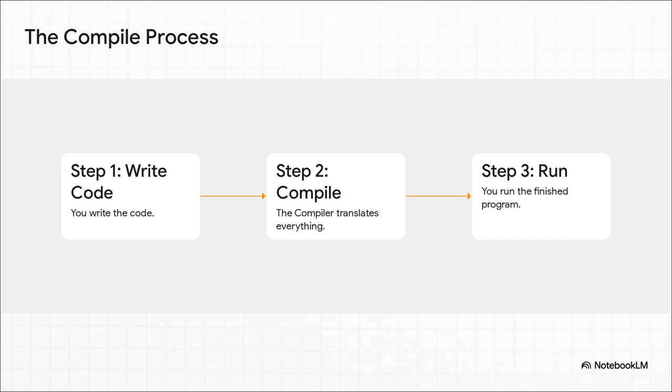So the workflow here is really clear and step-by-step. First, you write your code. Then, step 2, you run the compiler to translate everything. And only after that's done, as a third and final step, can you actually run the program. That middle compile step is totally separate. And what's really cool is that the final output, that executable file, is completely standalone. It doesn't need your original code or even the compiler anymore to do its job.